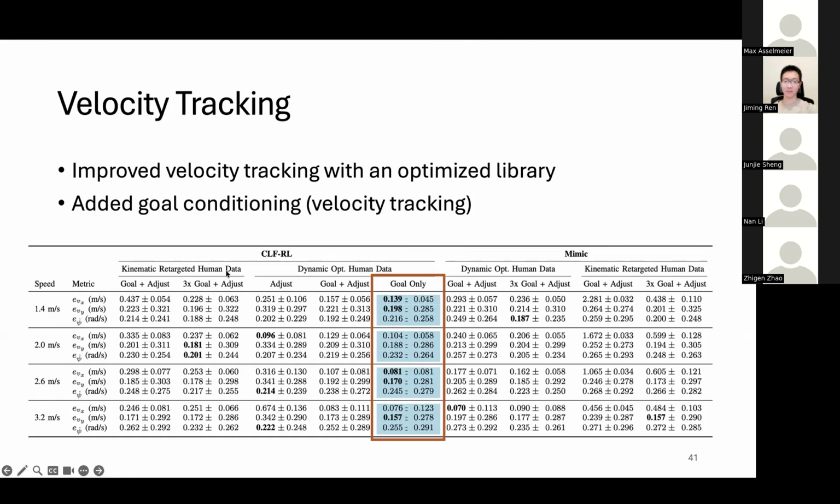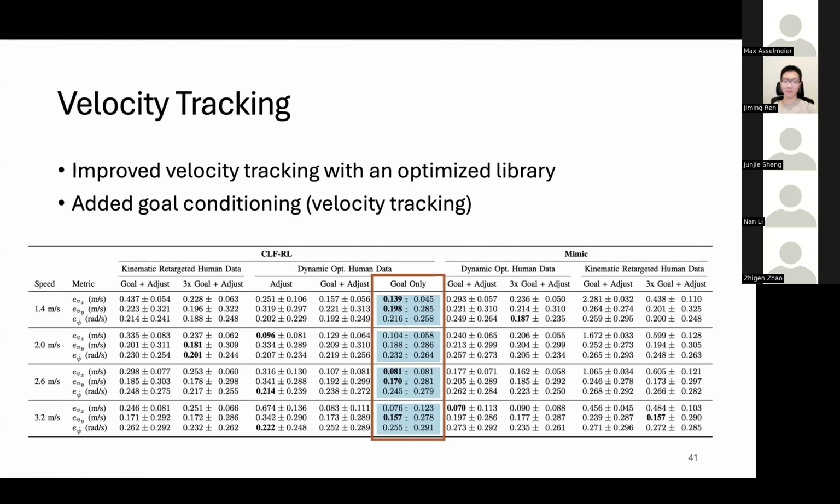This is one reference, because you can't make a library out of that with goal conditioning. Maybe I'm abusing the term goal conditioning here, but by goal conditioning I just mean a velocity tracking reward, a new reward that just tracks the velocity. And then we have our dynamically optimized library of human data, and we have that with the mimic style reward here. We found that goal conditioning with the dynamically optimized reference using the CLF-RL gave us the best velocity tracking performance. This is what you need, especially when you're running fast and want to go around obstacles and things like this.